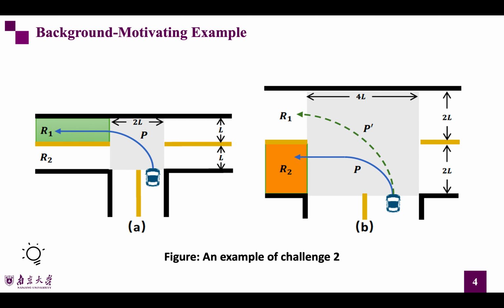This is a motivating example of challenge 2. As shown in the figure, the accident that occurred in subfigure A can also occur on the road in subfigure B. However, directly reconstructing the original trajectory on the right road cannot replay the accident. The vehicle turns left along the fixed trajectory P to the road R1 with a width of L. When the road width becomes 2L, the vehicle turns left along the same trajectory P to the reverse road R2 with a width of 2L. It is inconsistent with the expected trajectory P prime and alters the semantics of the accident scenario.